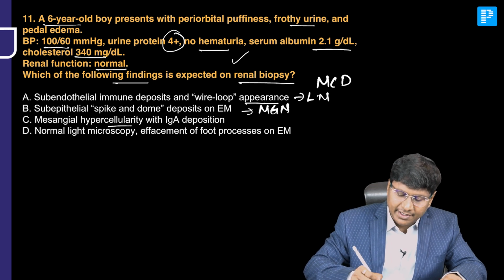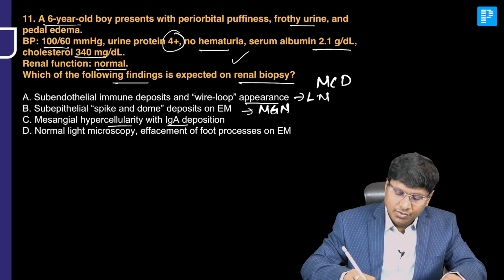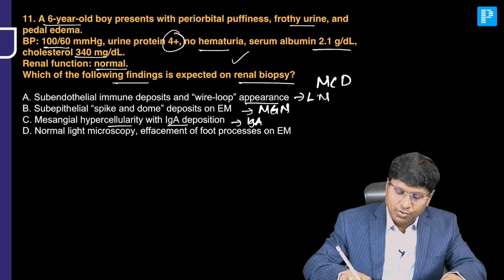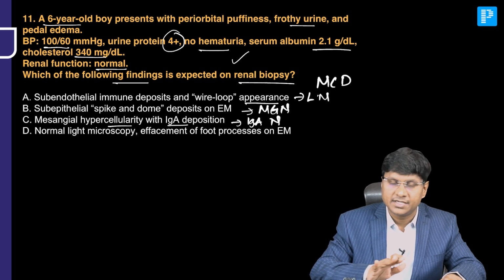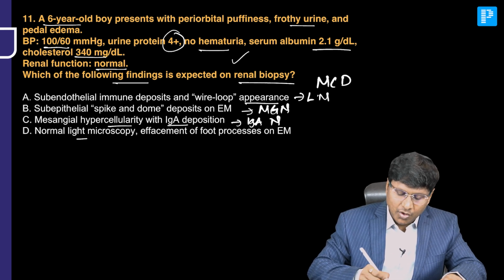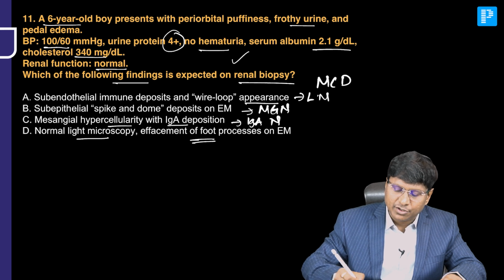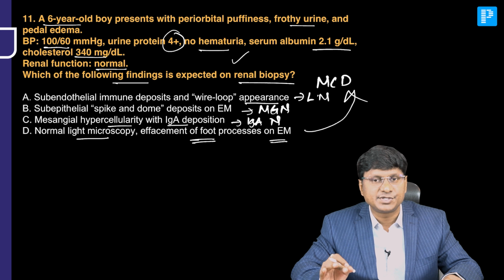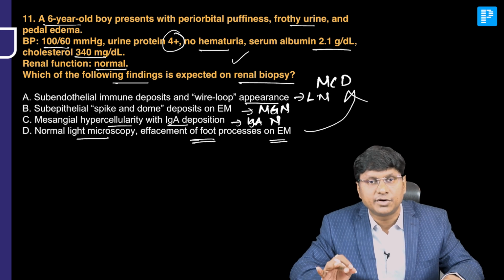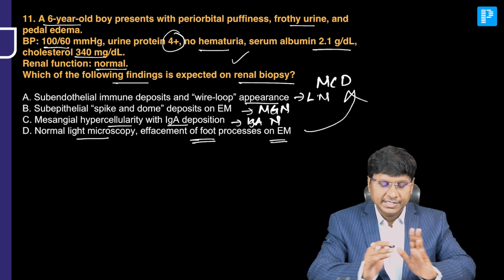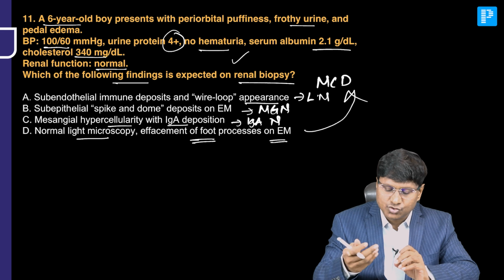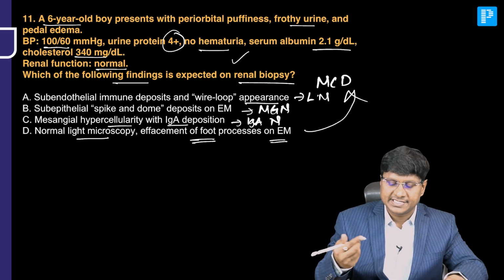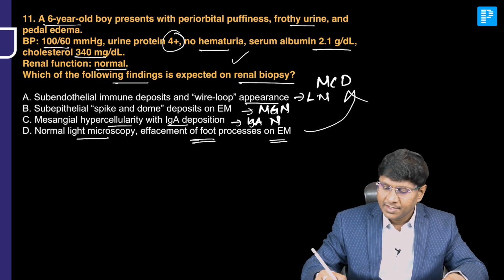Mesangial hypercellularity with IgA deposition. What is this suggestive of? This is suggestive of IgA nephropathy, but not minimal change disease. Normal light microscopy and effacement of the foot process on electron microscopy. This is suggestive of minimal change disease, and in minimal change disease, the drug of choice is prednisolone. So here the answer is normal light microscopy, and electron microscopy will show you that there is effacement of the foot process, right? Next question.